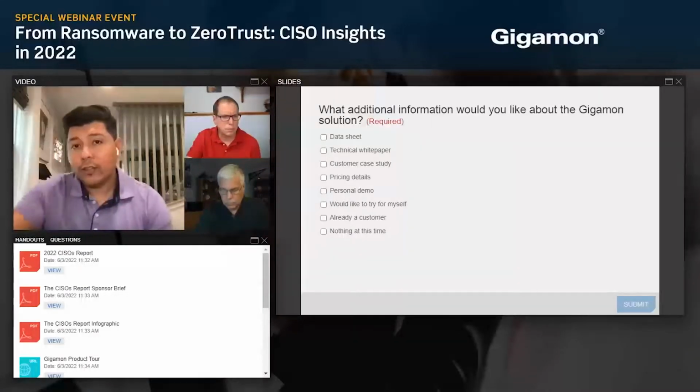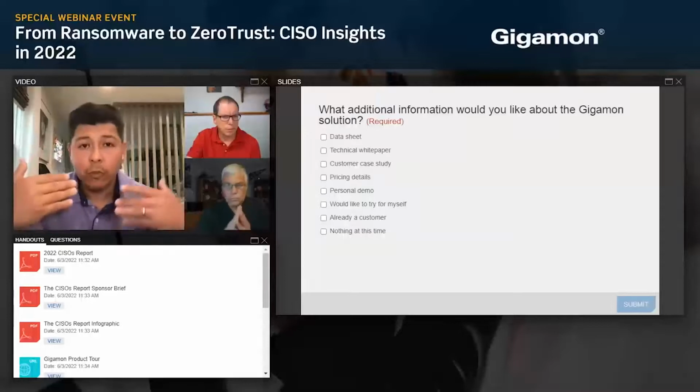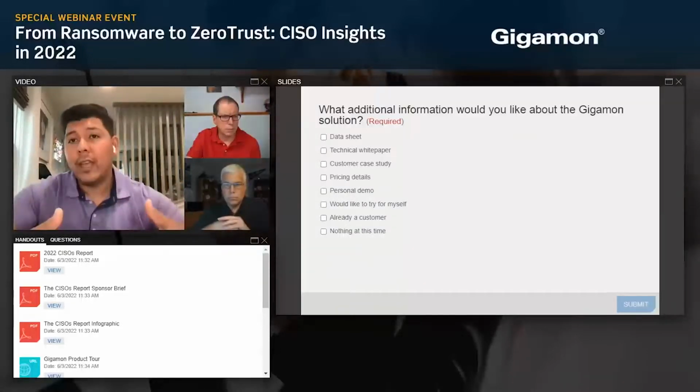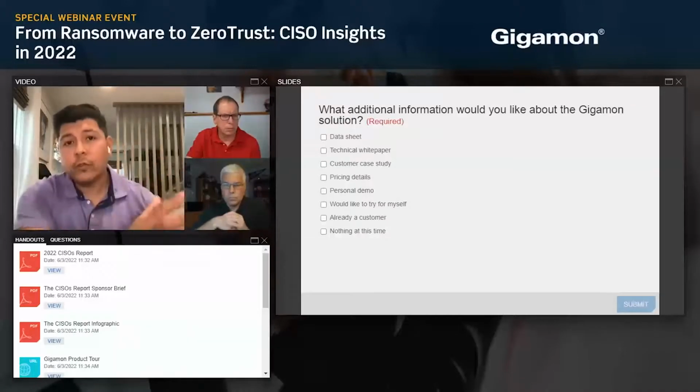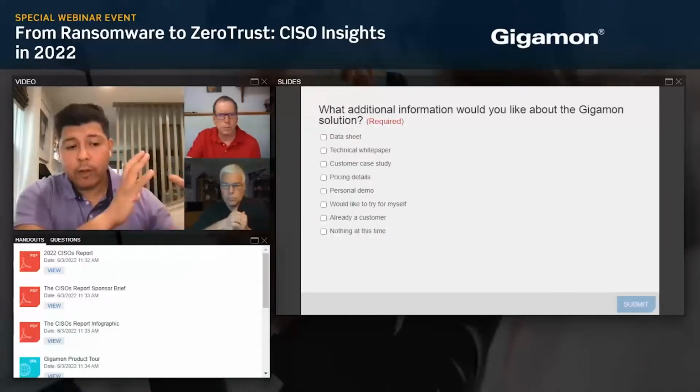We need to be able to track this. Someone needs to be able to find this and be able to see and investigate what's going on in the network. So first, it starts with visibility, and that's from a network detection response side.